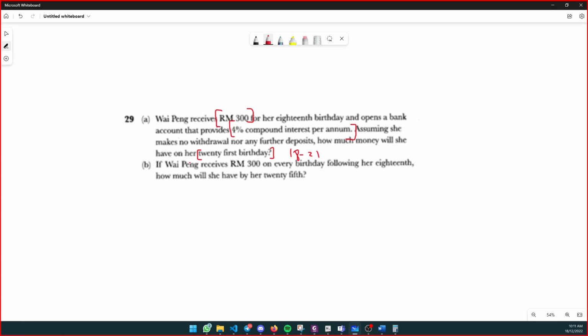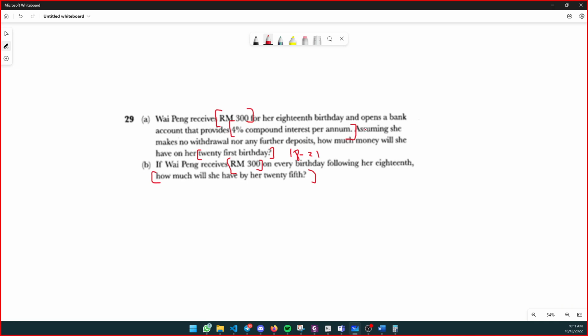If Wai Peng receives 300 on every birthday following her 18th birthday, how much will she have by her 25th birthday? Okay, so one question is geometric, one question is arithmetic. So let's see how this goes.